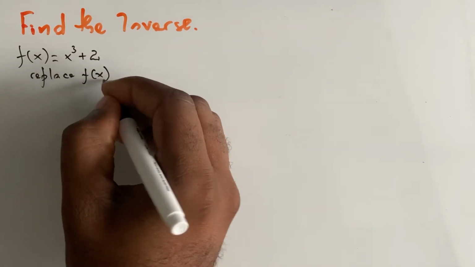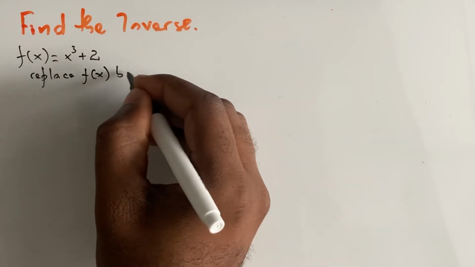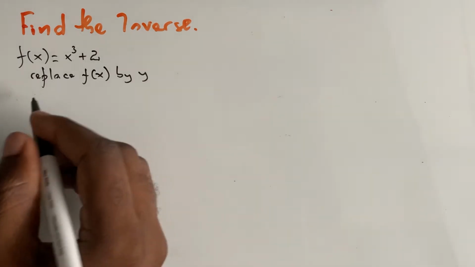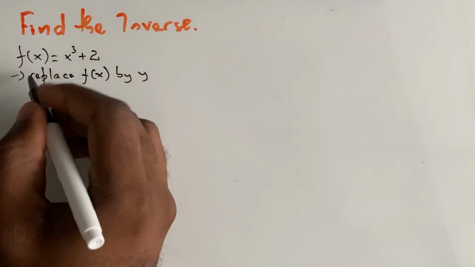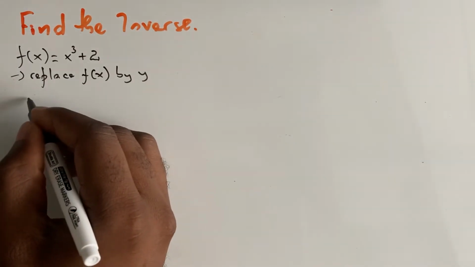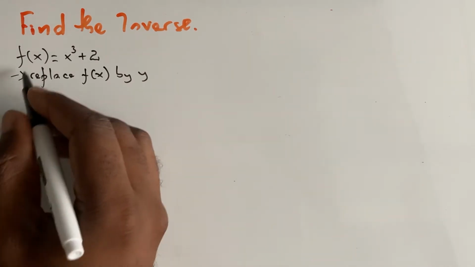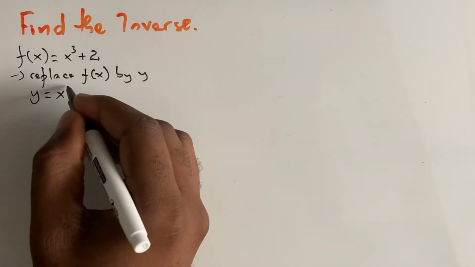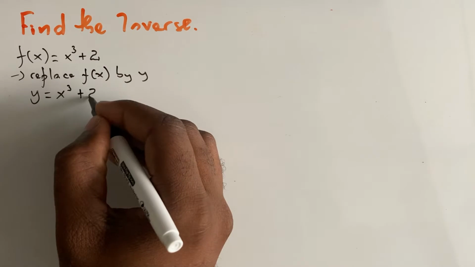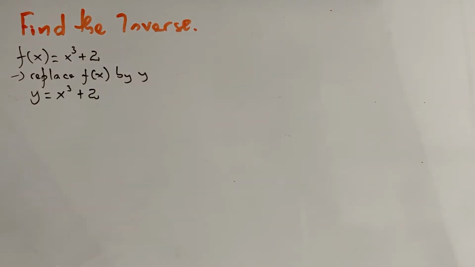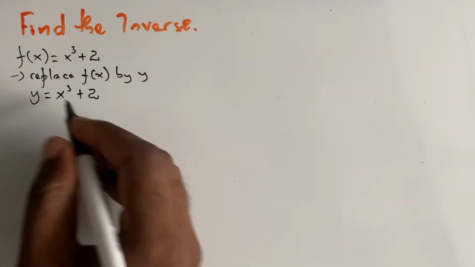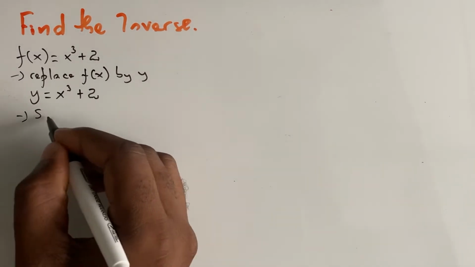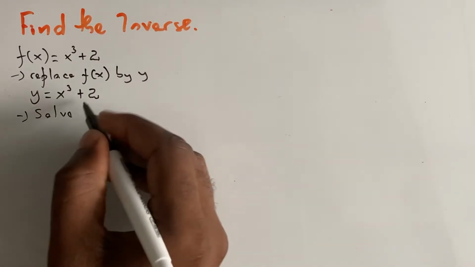f of x by y. Okay, so first thing to do, you replace f of x by y, and now instead of f of x equals, you'll have y equals x cubed plus 2. Then after this you have to solve for x.